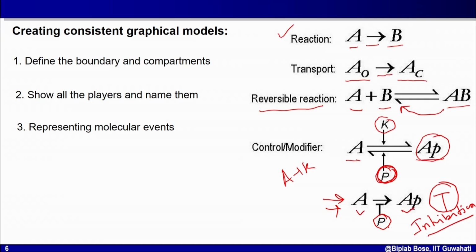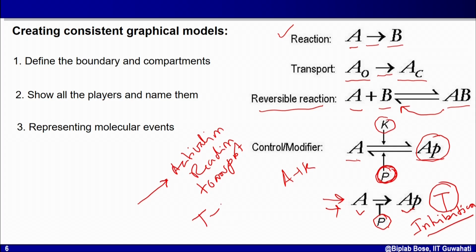So in brief, you use an arrow to represent activation or a reaction or transport, whereas you use a hammerhead to represent inhibition. We are drawing these unit processes. We will club these unit processes like a reaction, reversible reaction, inhibition, control by enzymes, to create a larger map of a particular process. Let us see that example.